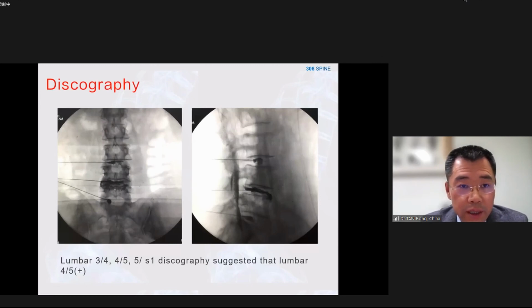I did the discography to judge the source of pain. We did L3-4, L4-5, L5-S1, and the results suggested that the pain is from L4-5.